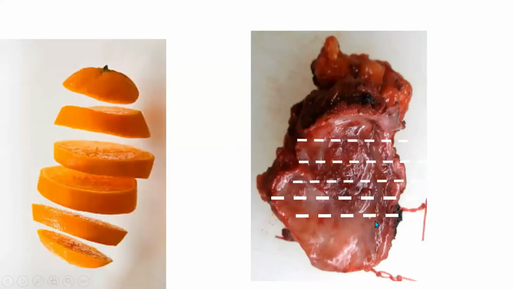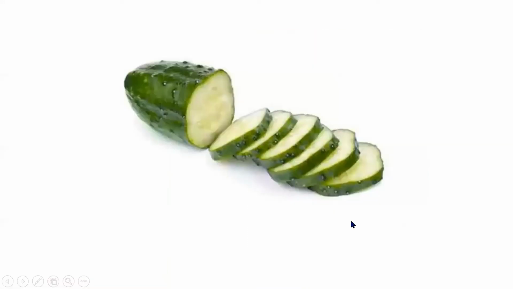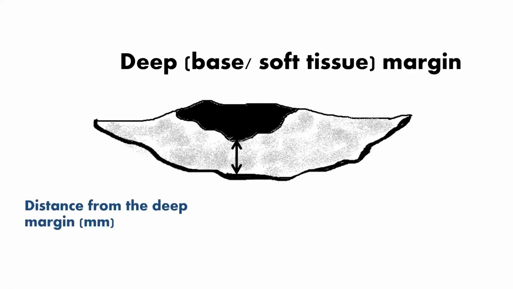This sectioning is called bread loafing, where slices 2 to 3 millimeters apart are cut perpendicular to the surface of the tumor. These slices are laid down from top to bottom and visualized, to assess how deep the tumor goes and how close it comes to the deep surface. The slices where the tumor is closest to the deep surface are selected, and the distance is recorded in millimeters.